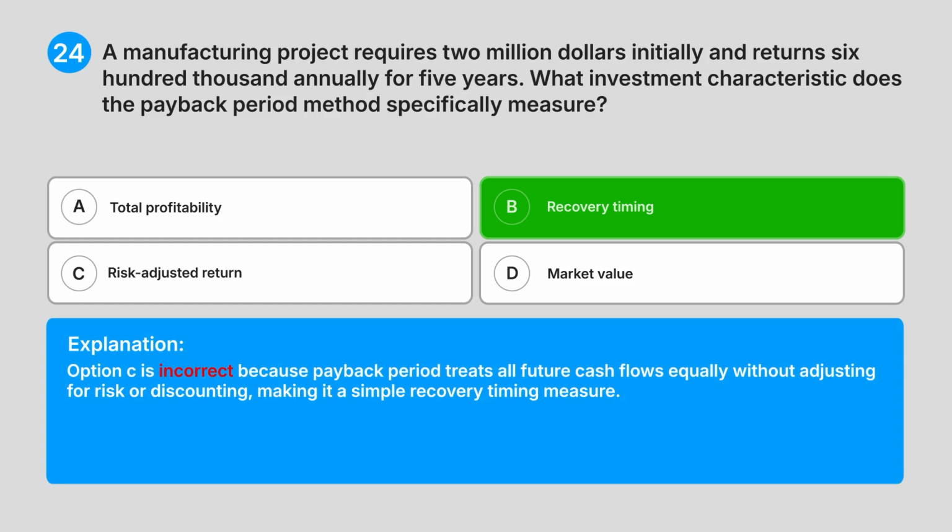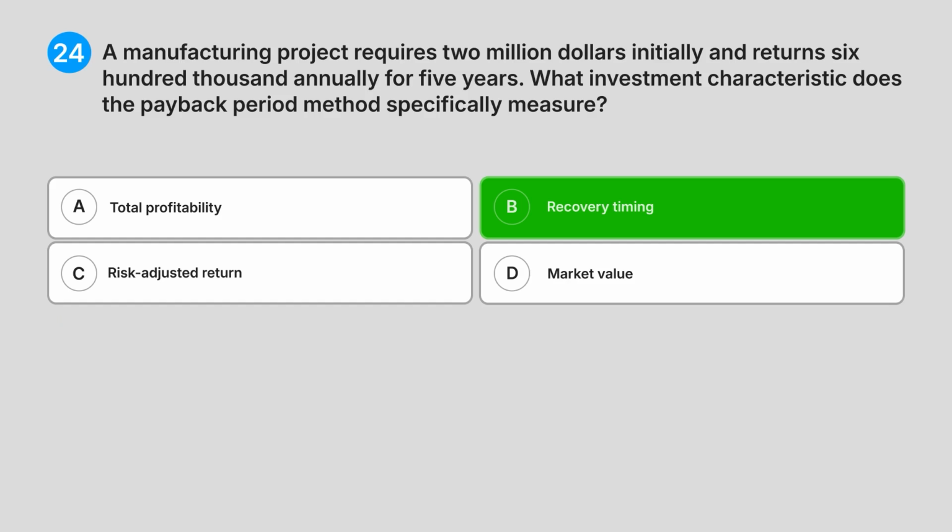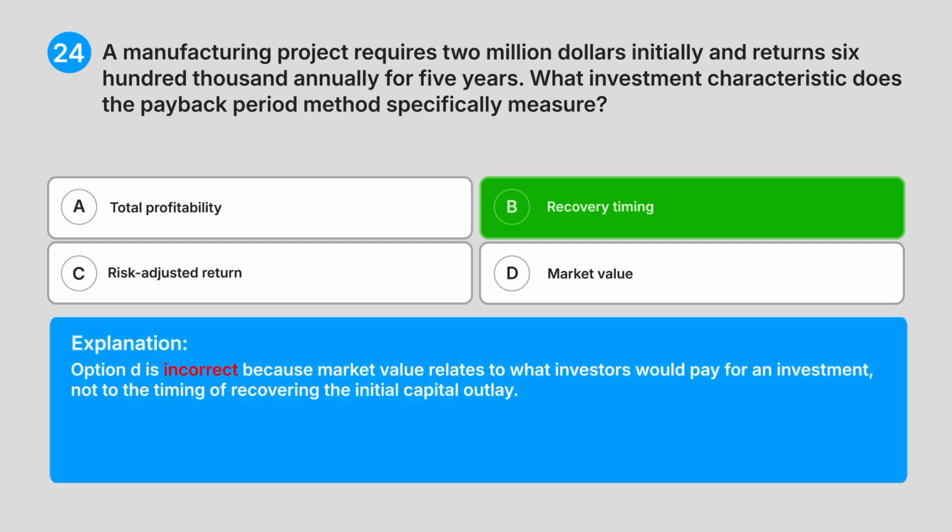Option C is incorrect because payback period treats all future cash flows equally without adjusting for risk or discounting, making it a simple recovery timing measure. Option D is incorrect because market value relates to what investors would pay for an investment, not to the timing of recovering the initial capital outlay.